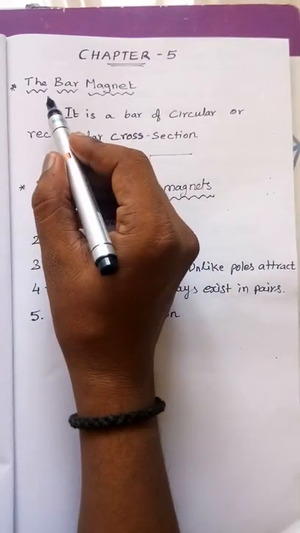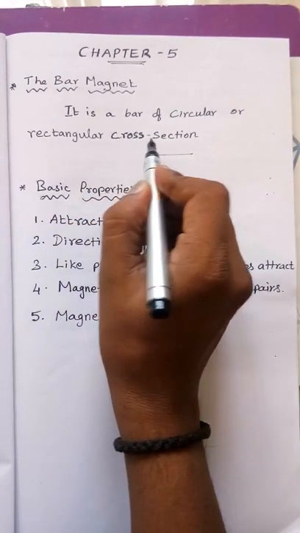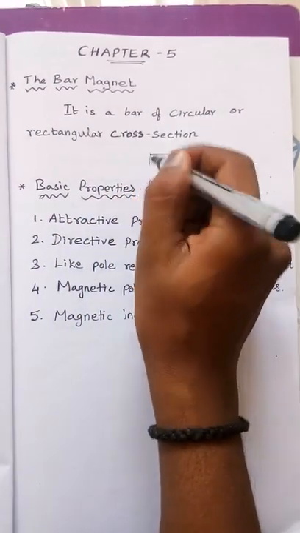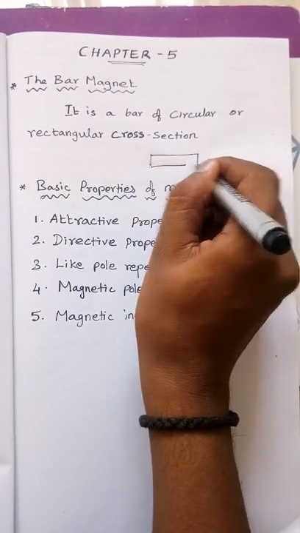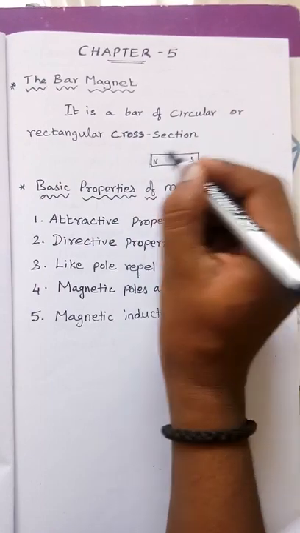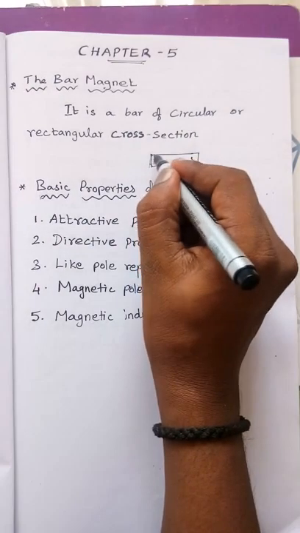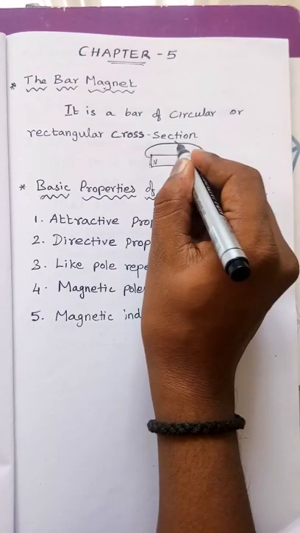Chapter 5, the bar magnet. It is a bar of circular or rectangular cross section. You know that the bar magnet, a rectangle shape, has two ends: one is the north pole, another one is the south pole. The magnetic field lines start from north and end at south.